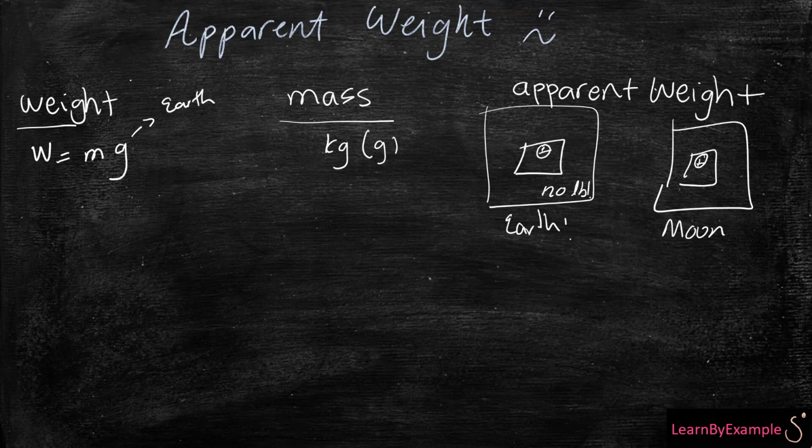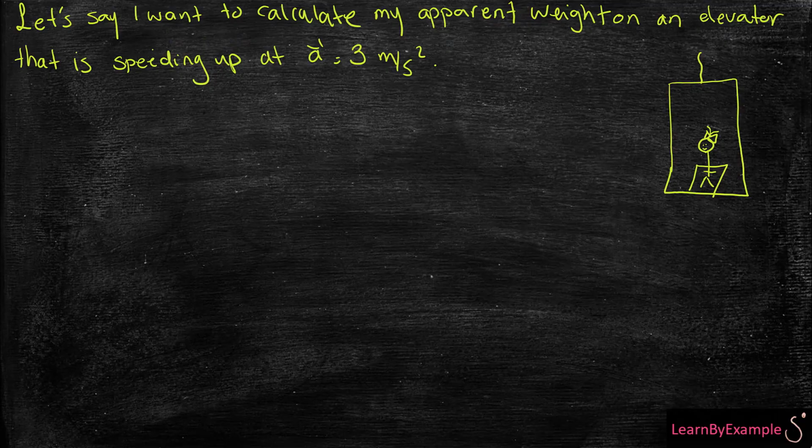And there is actually another situation that I can show you how your apparent weight would be different than your actual weight on planet Earth. So you don't actually have to travel to a different planet to measure it. Let's say I'm standing on an elevator that's speeding up at 3 meters per second squared, and I want to find out what my apparent weight is.